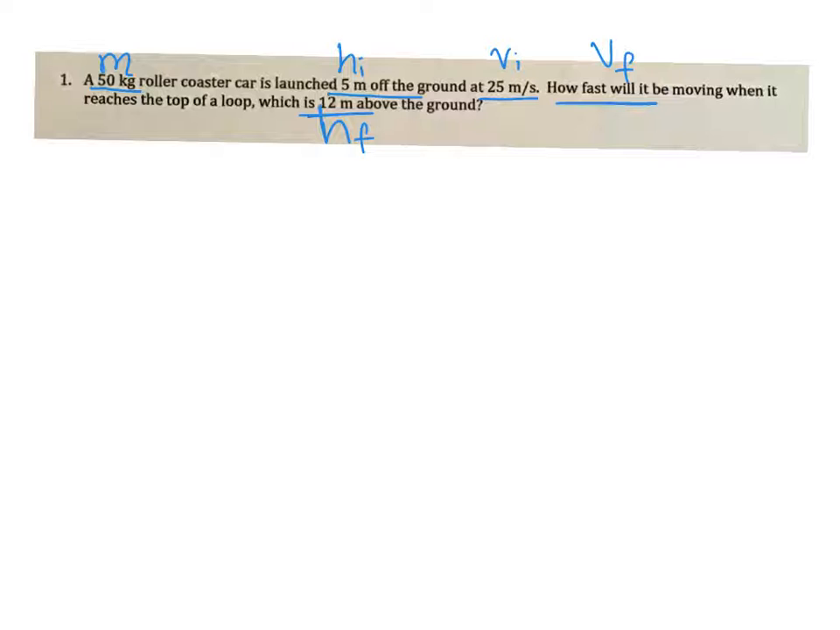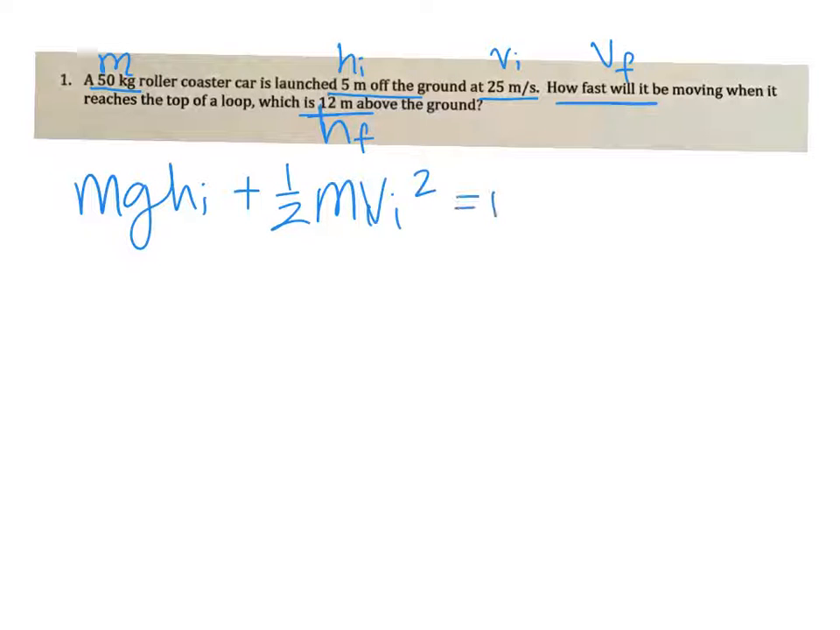All right. So based on the type of worksheet we're doing and the information given, we know we're going to use the conservation of energy formula, which is mghi plus 1/2 mvi squared equals mghf plus 1/2 mvf squared. All right. So it's a really long formula.